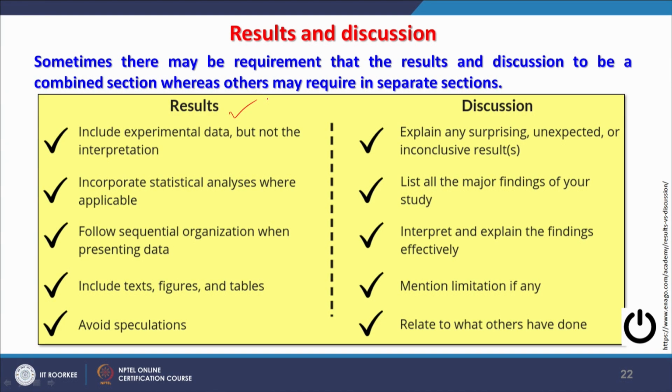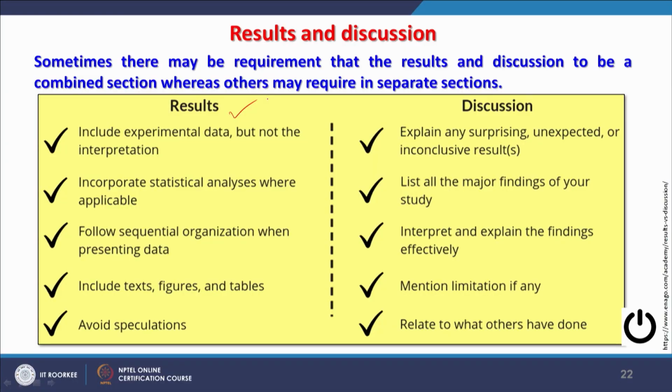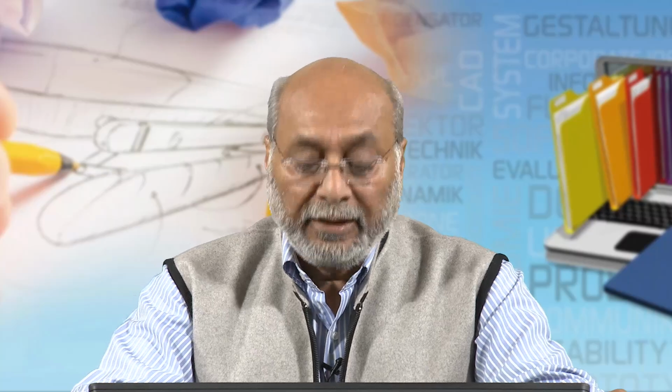While writing the discussion section, explain any surprising, unexpected or inconclusive results. If there is something you are unable to explain in your findings, you can try to explain these things here itself. List all the major findings of your study, and interpret and explain the findings effectively. Also, if possible, provide the inferences and significance of your results or study. Also mention limitations, if any.